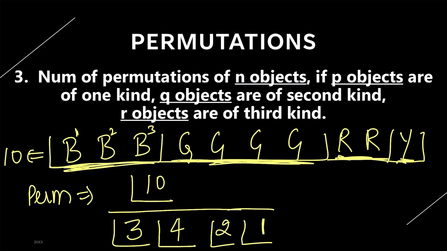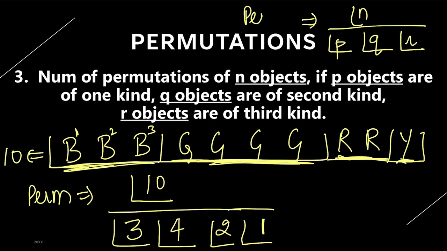So in this case, the formula is factorial n divided by factorial p, p of one kind, q of second kind, r of third kind. So this is the formula for permutation in this case. We'll see an example on it. You will understand even more, right?